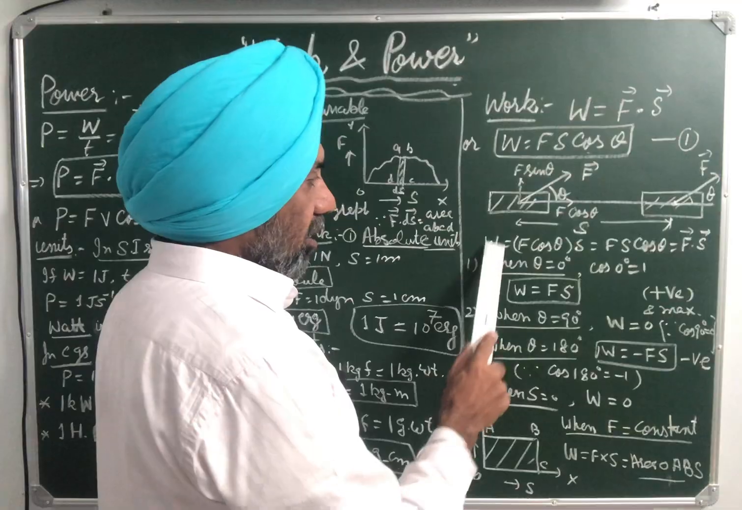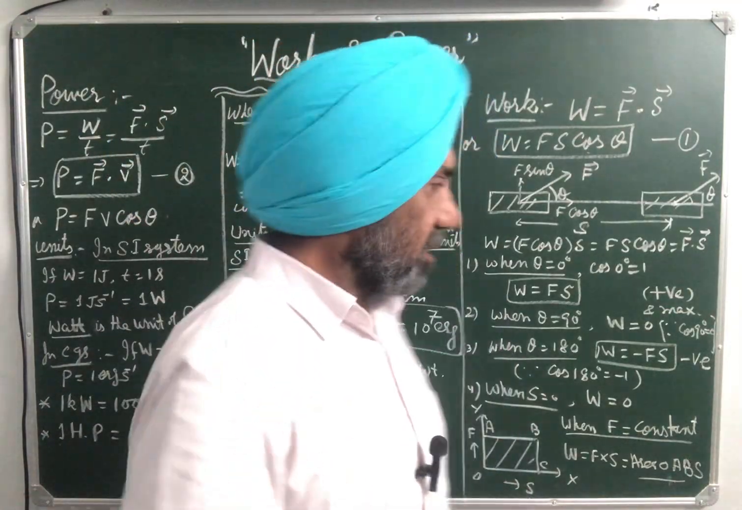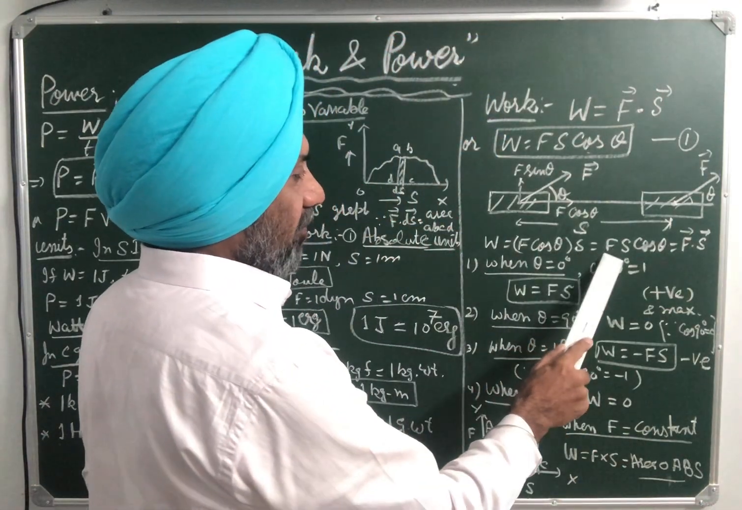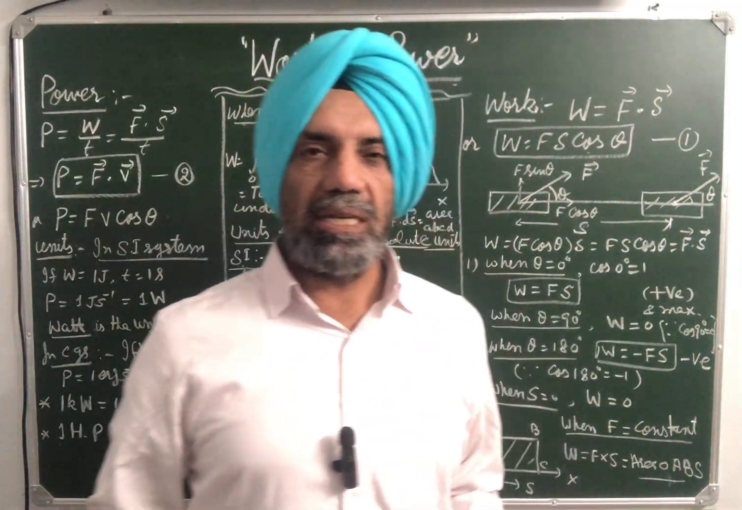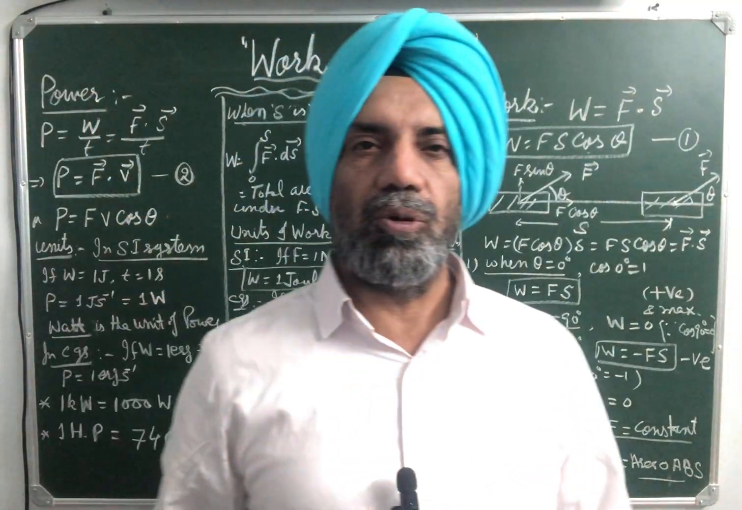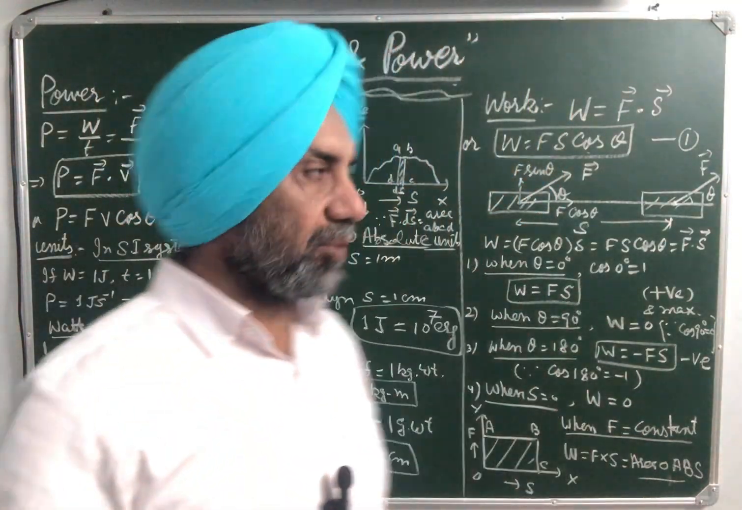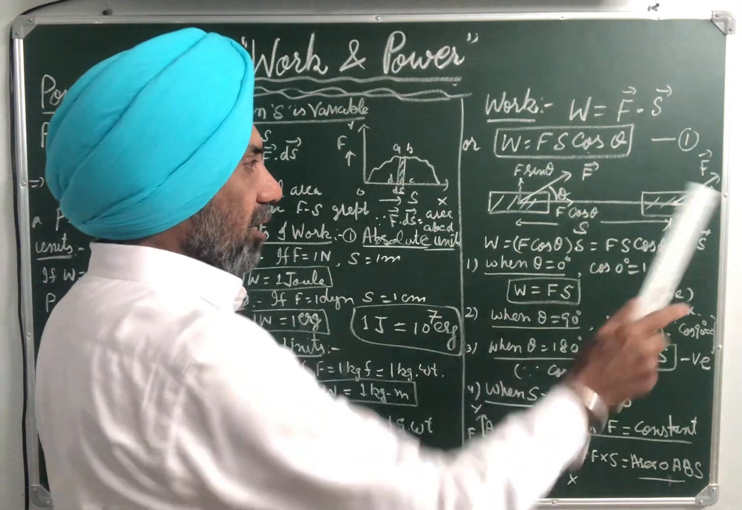So it means work done is equal to force into distance. So F cos theta into S, or Fs cos theta, or F dot S. So work done by a body is equal to the dot product of force and displacement of the body. Work done is a scalar quantity.